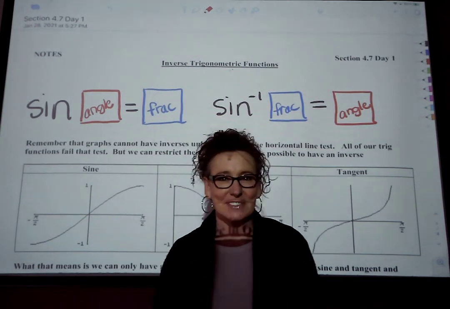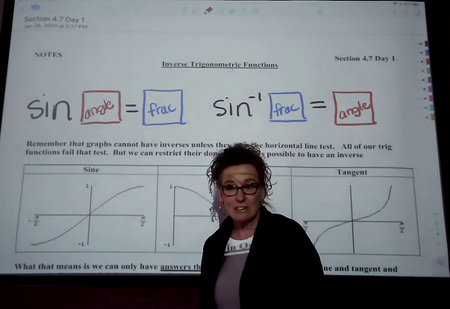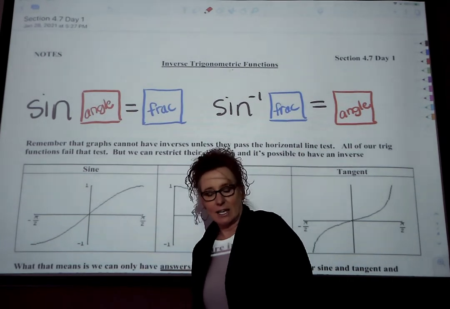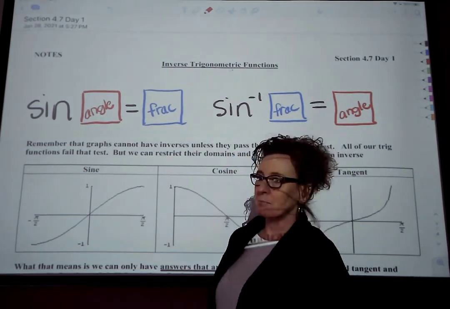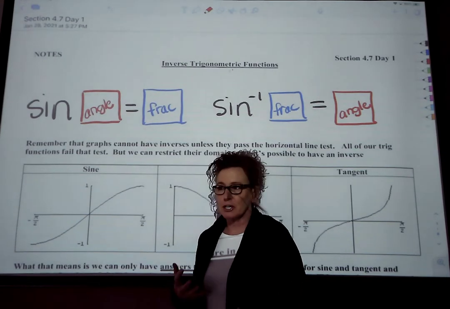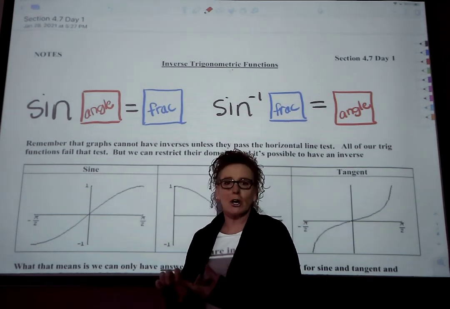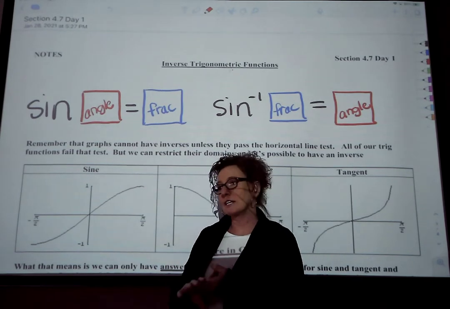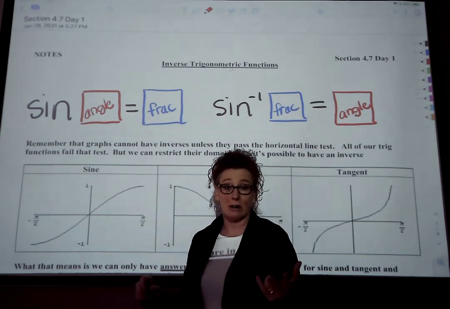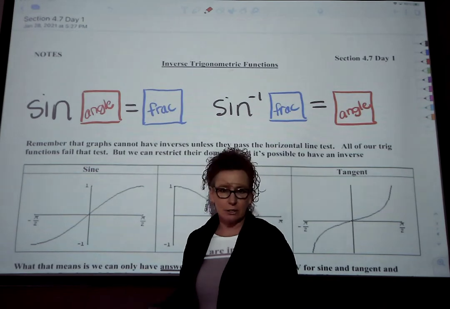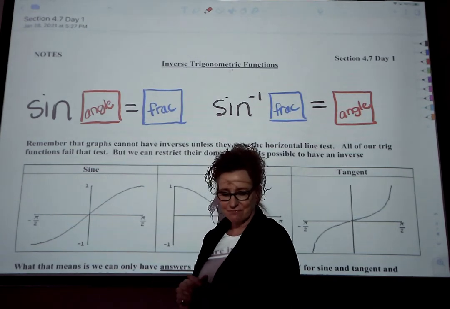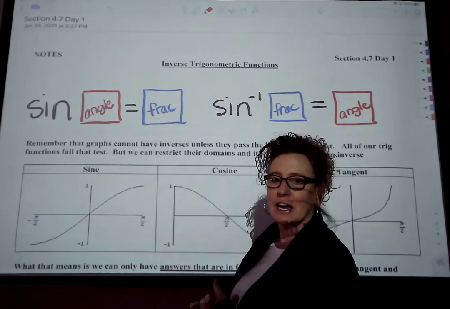Hey guys, I have your notes here for section 4.7, day one. Before we get started with these notes, if you have access to this, grab a red marker and a blue marker, or a red colored pencil and a blue colored pencil, crayon, highlighter, whatever. Take a minute, see if you can find something like that. Pause the video.